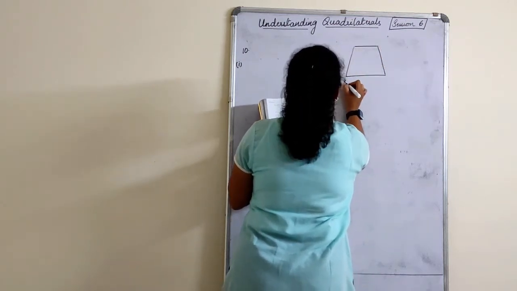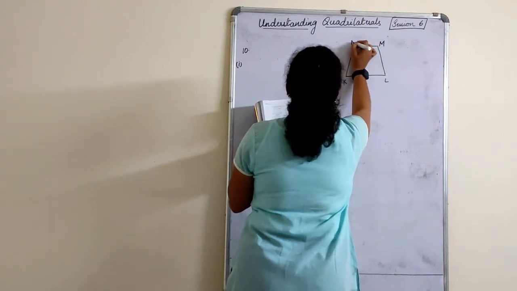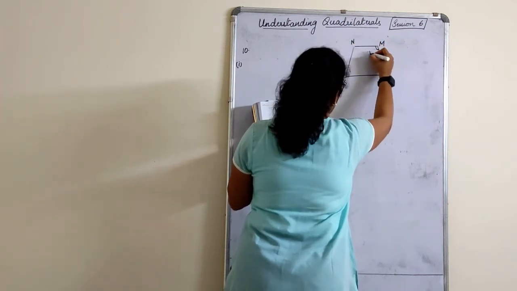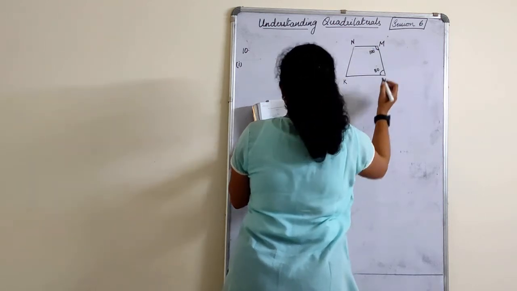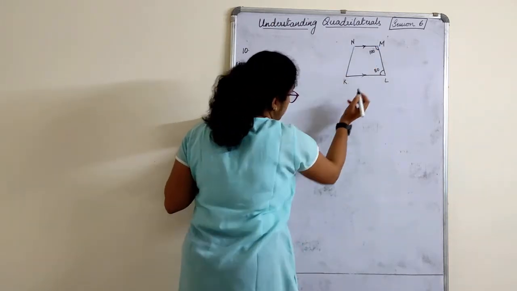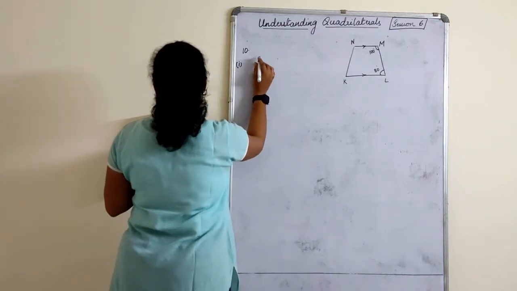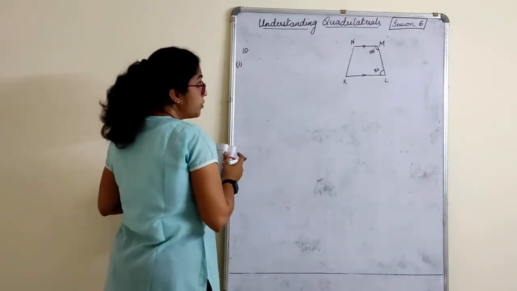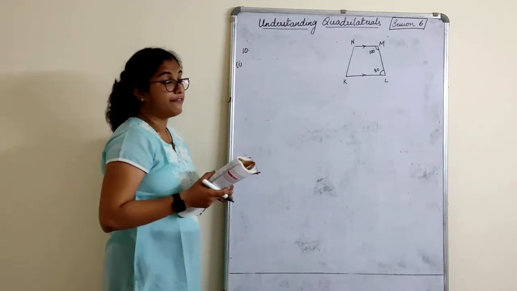This is K, L, M, N. According to them, they have given this as 100 degree and this as 80 degree. Which of these two sides are parallel? Mark. This is the symbol used for parallel side. Now, first of all, how is this figure a trapezium? Don't write that KLMN is a trapezium, because we have to write how it is a trapezium.